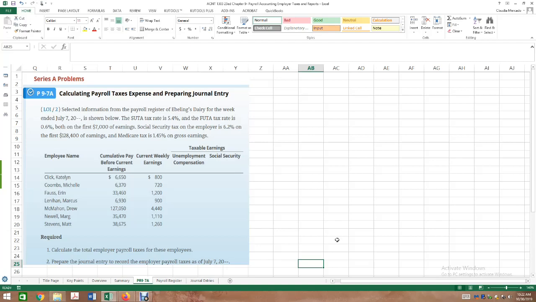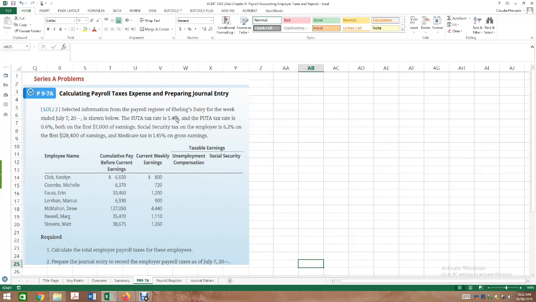They've set up two columns for us, where we have to identify the taxable earnings for unemployment compensation and for Social Security. So we have to figure out of the $800, the $720, the $1,200, the $900, the $4,440, the $1,110, and the $1,260, how much of this is taxable for unemployment? How much of this is taxable for Social Security? In order to do that, we have to determine how much they have earned.